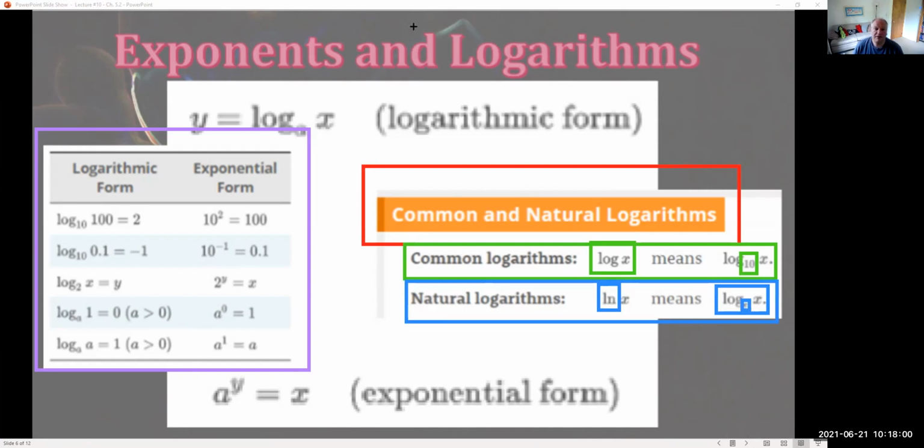So I want you to be familiar with that on a regular basis, whenever you see either of these two kinds of writing here, that you know how to interpret them. If it's just a log with no base, you assume it's a common log and that it has a base of 10. If you see the letters ln, that means you're doing a logarithm with a base of e, okay?